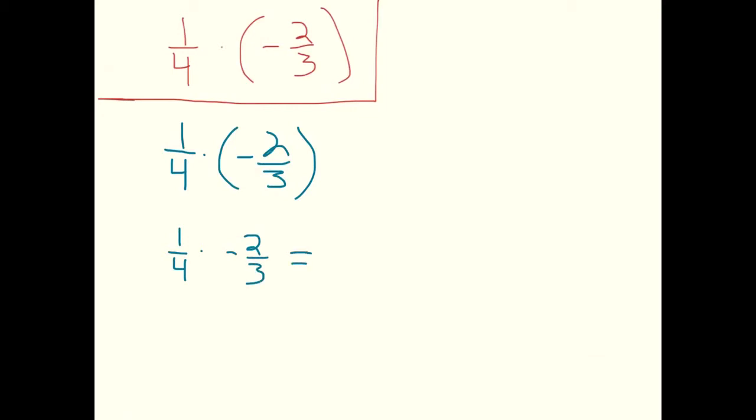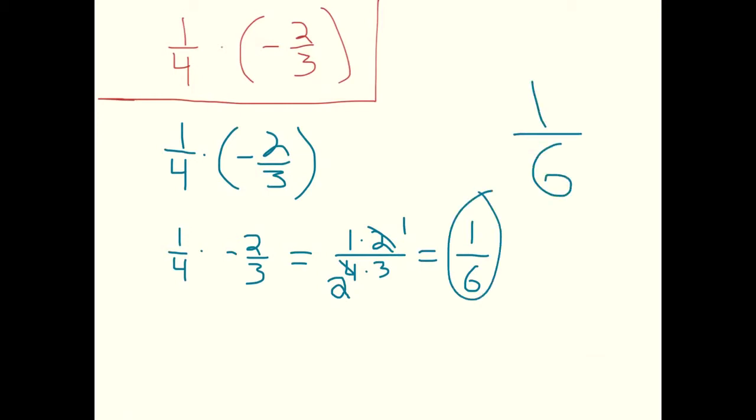Okay, so then that would equal 1 times 2 and 4 times 3. And then you have to see, can 1 and 3 go? No, you can't do that. Can 4 and 2 go? Yes, they can. So this is what you do. You cross them out. How many times does 2 go into 2? Once. How many times does 2 go into 4? Twice. So then 1 times 1 is 1. And 2 times 3 is 6. So 1/6 is your answer.